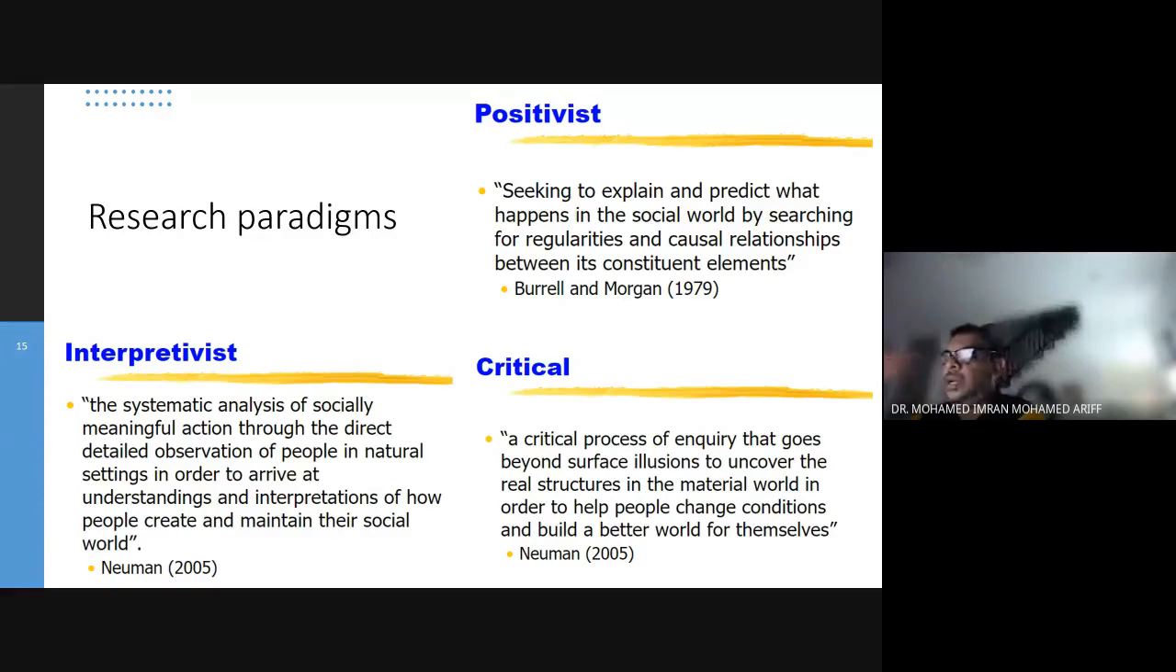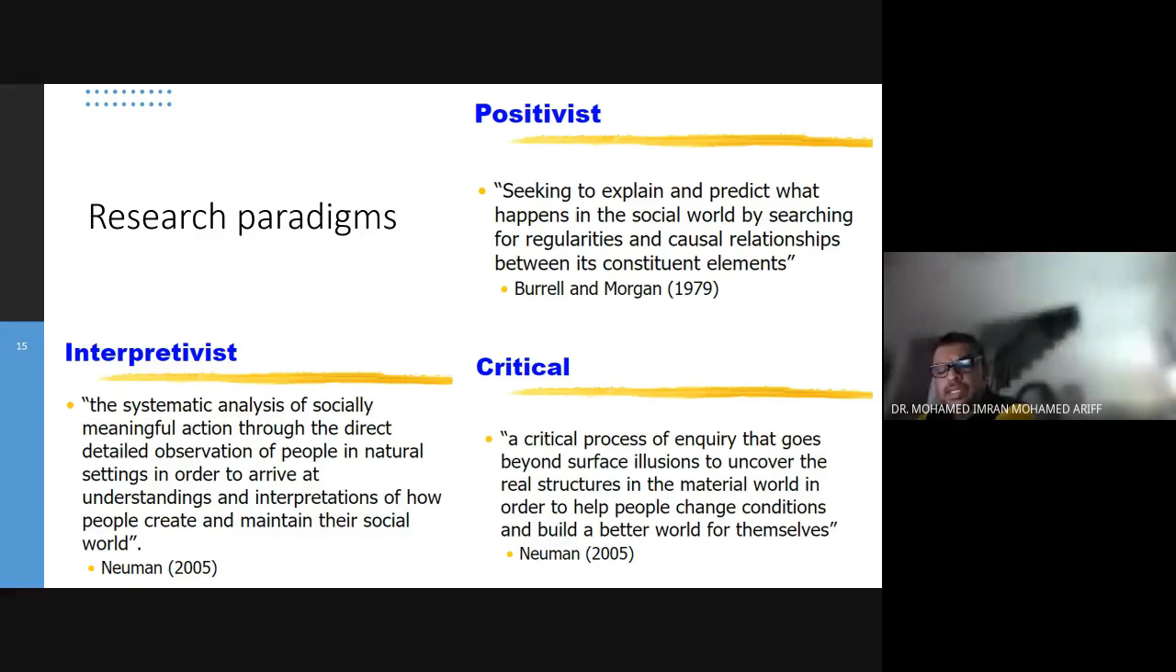Show me the numbers. Okay, kita kata 30% daripada rakyat Malaysia betul dalam kategori B40. Okay, show me the numbers. Okay, tunjukkan saya negeri-negeri yang terlibat. Okay, show me the numbers. Oh, betul lah. Okay, then that's what we say as a positive.